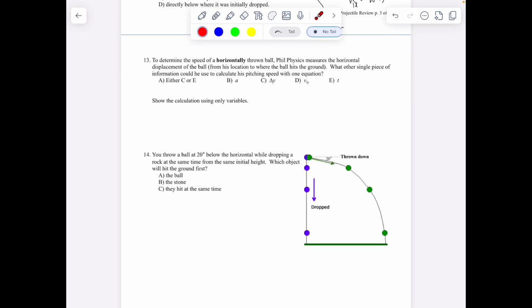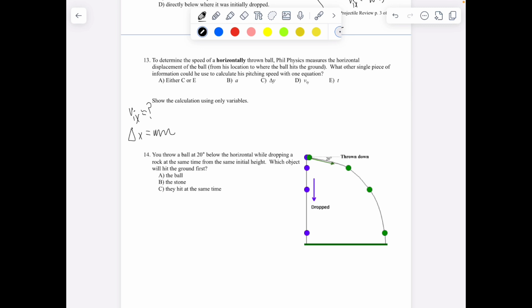All right, so Phil Physics wants to determine the speed of a horizontally thrown ball. So that would be the initial velocity in the x. That is what he's trying to determine. They measure the horizontal displacement. Horizontal displacement, delta x, is some value. What other single piece of information could he use to calculate his pitching speed with one equation?